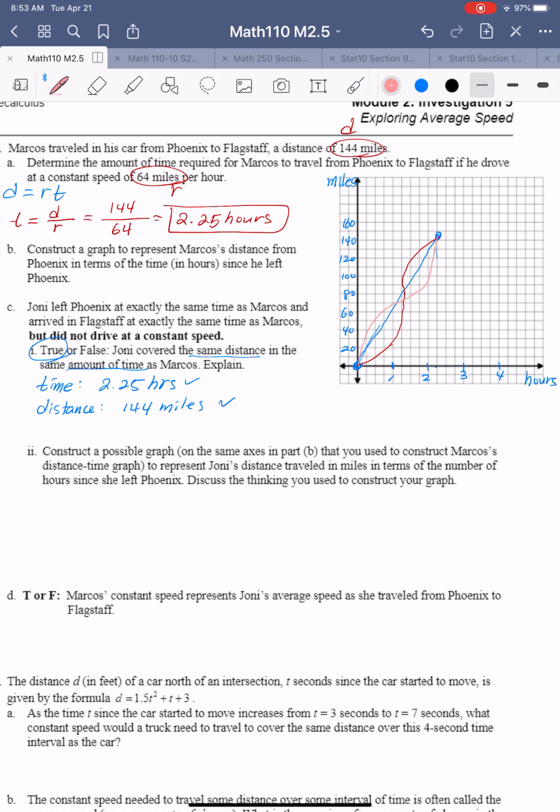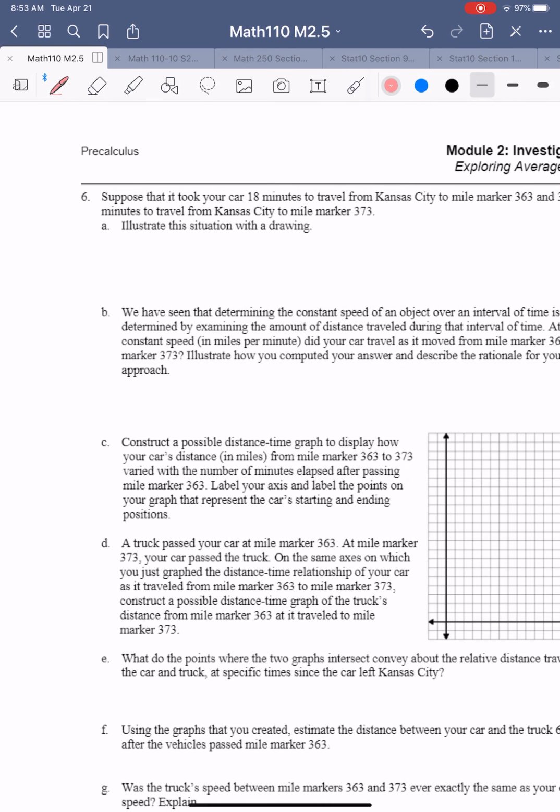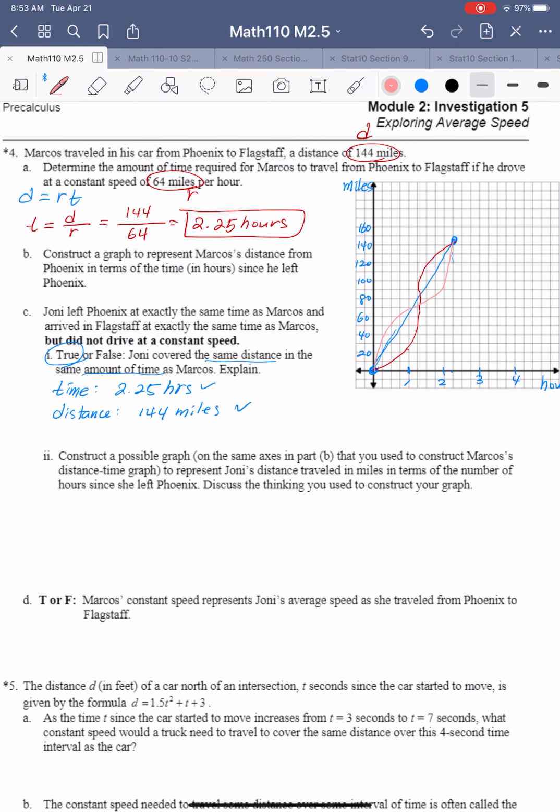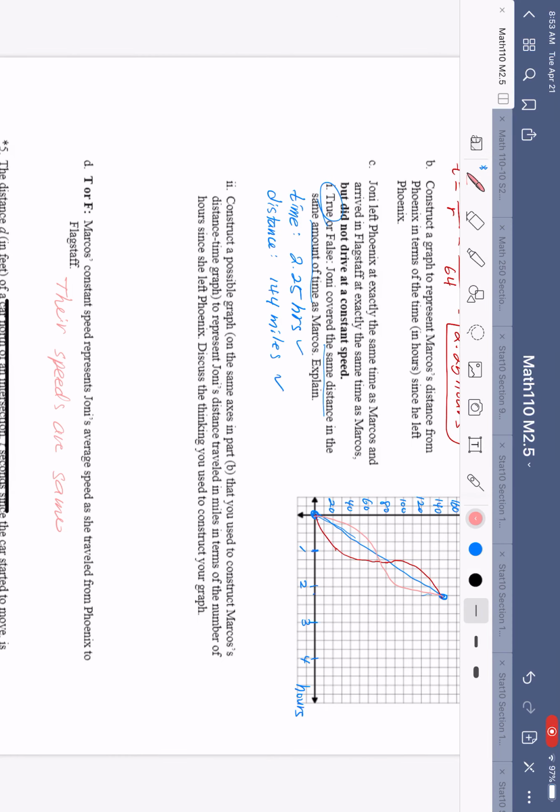Okay, alrighty, let me look at the next page. Did I answer right? Oh, no, sorry. I didn't answer for D. All right. So Marcos' constant speed represented Johnny's average speed as she traveled from Phoenix here. So it's the same. So their speed is all the same. One is constant, one is an average though.